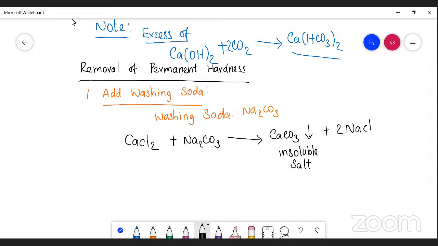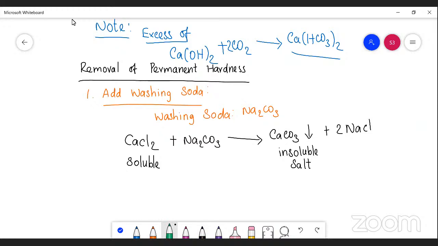So which chemical causes permanent hardness? Calcium chloride, which is a soluble salt. It will be removed by converting it into a precipitate, an insoluble salt, calcium carbonate. Then it is filtered off. And here we are taking magnesium sulfate also.